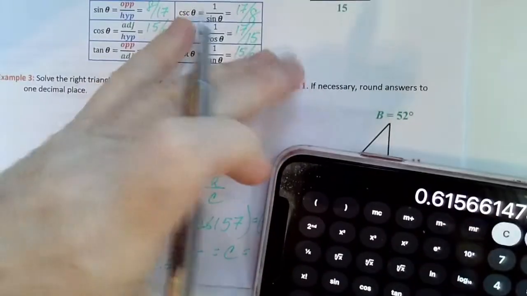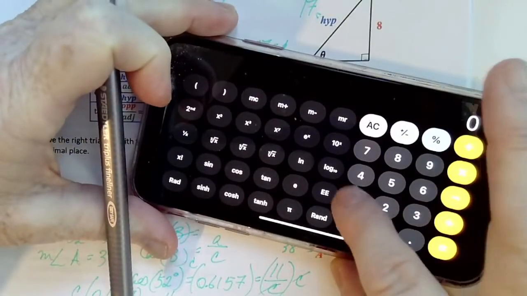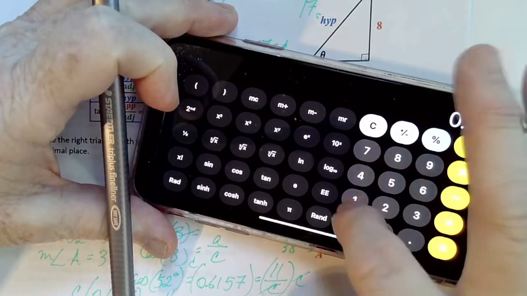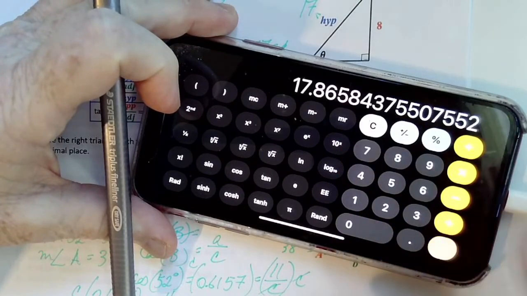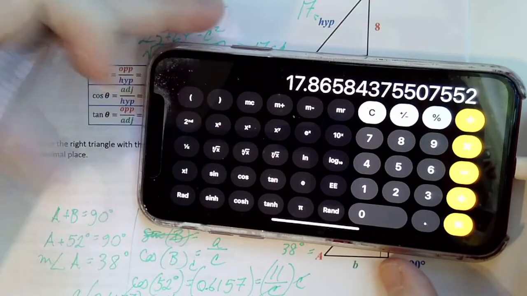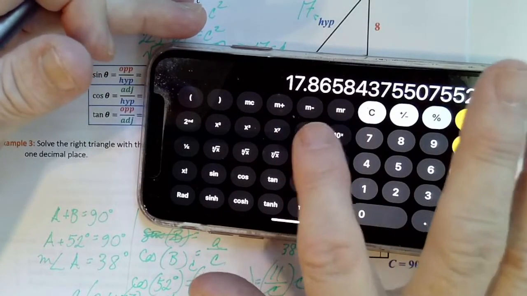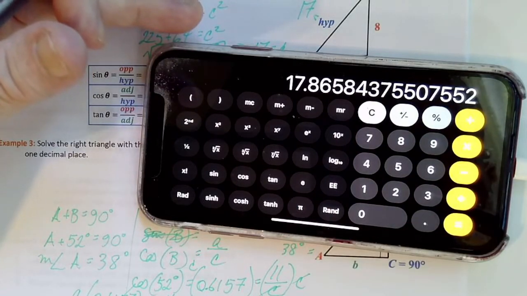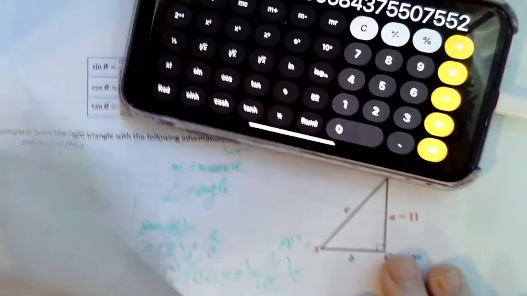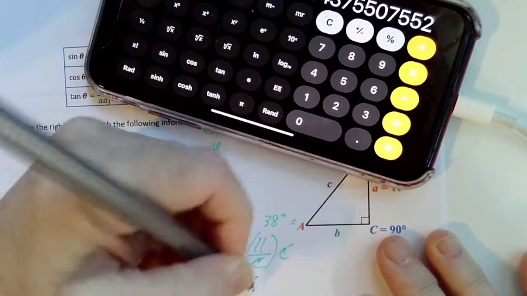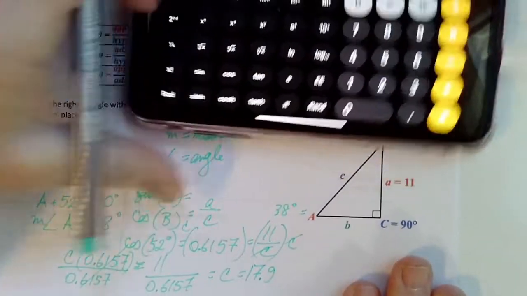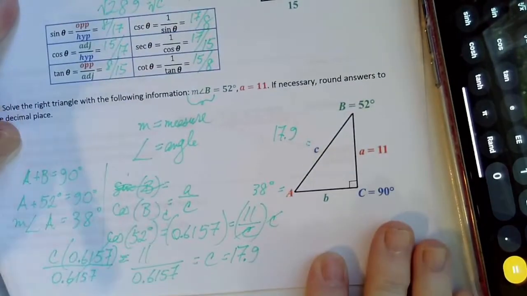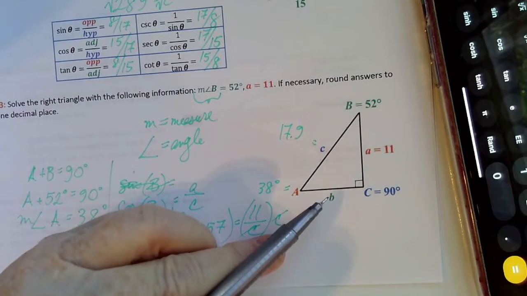So let's see. I've got 11 divided by 0.6157. So I get that side C has length 17.9. For lengths and for angles, we're going to round to 1 decimal place. So this is approximately equal to 17.9 units, whatever the units are. So we've got 17.9. We can find side B 2 different ways.